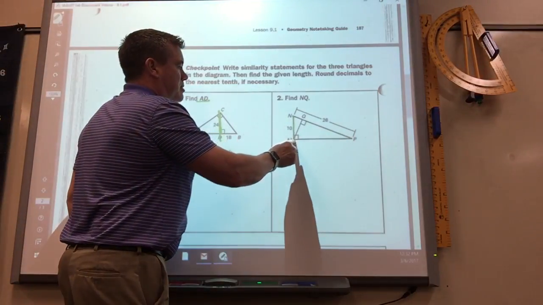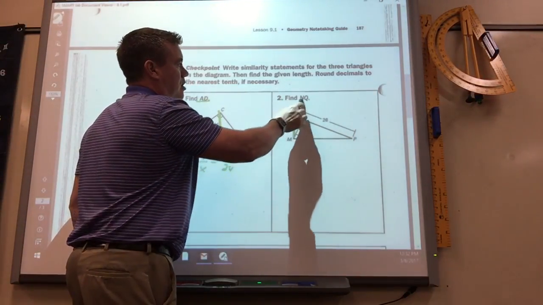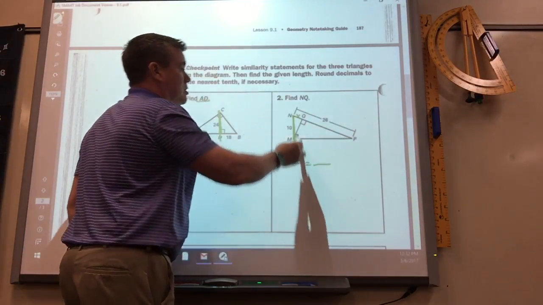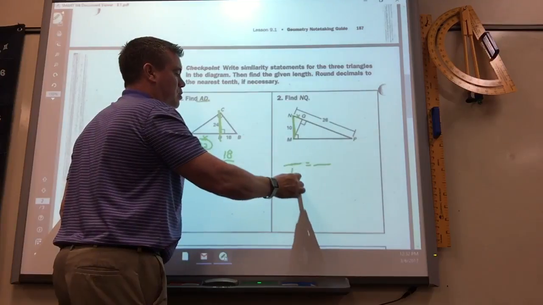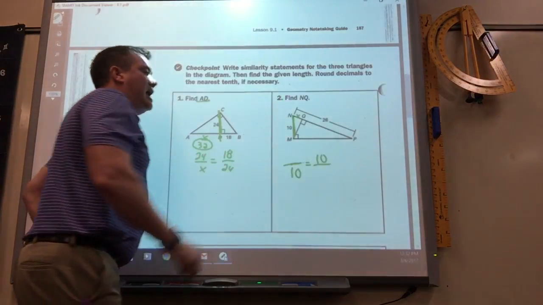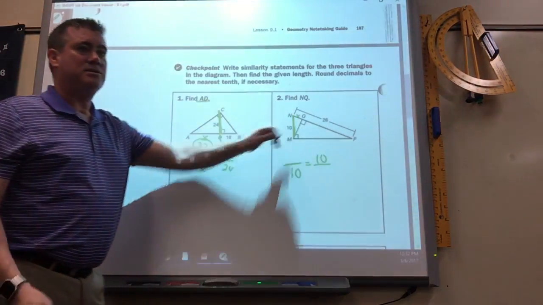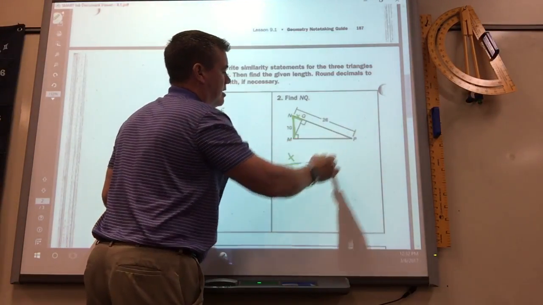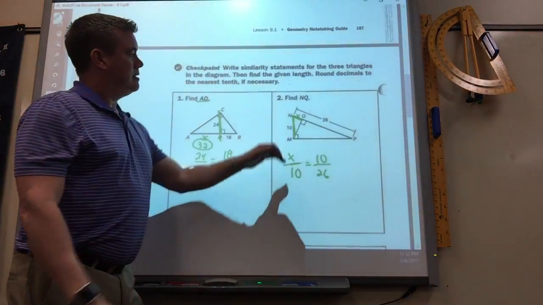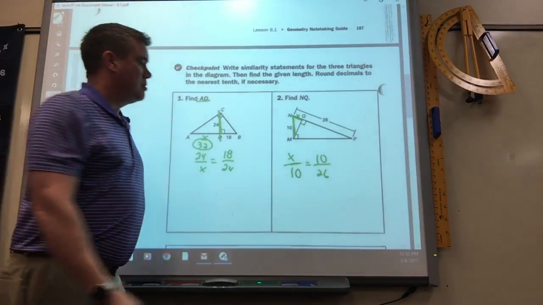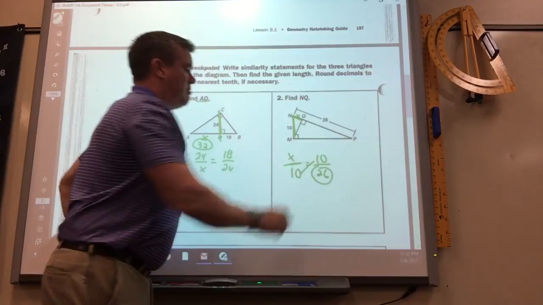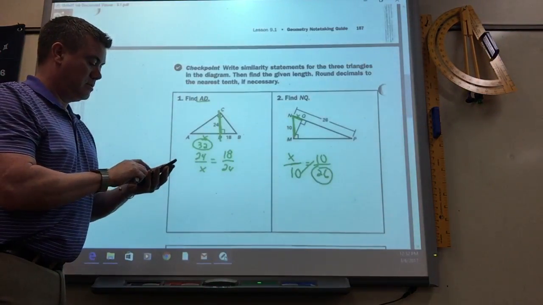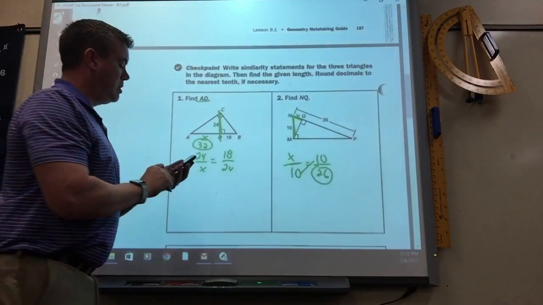Here, this is a geometric mean, and they're looking for NQ right there. So again, you put the geometric mean in there twice, and when it's one of the outside legs, you put the piece it's hooked to and the entire length. Okay? So it's 10 times 10 divided by 26.8.